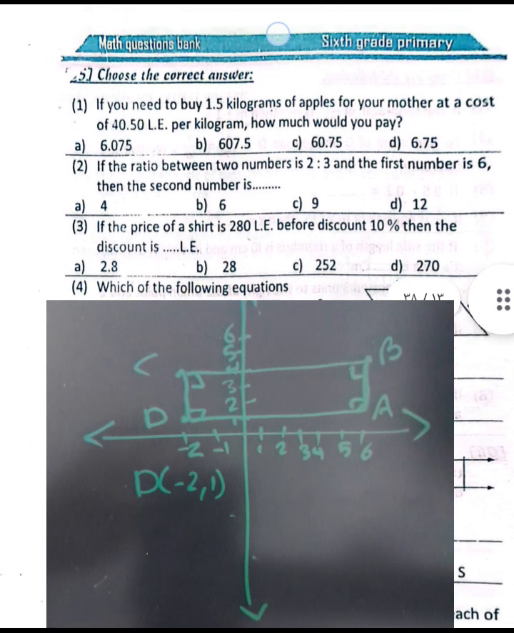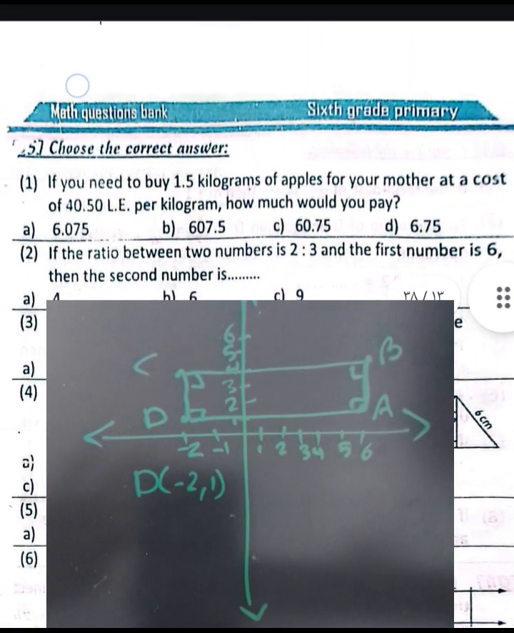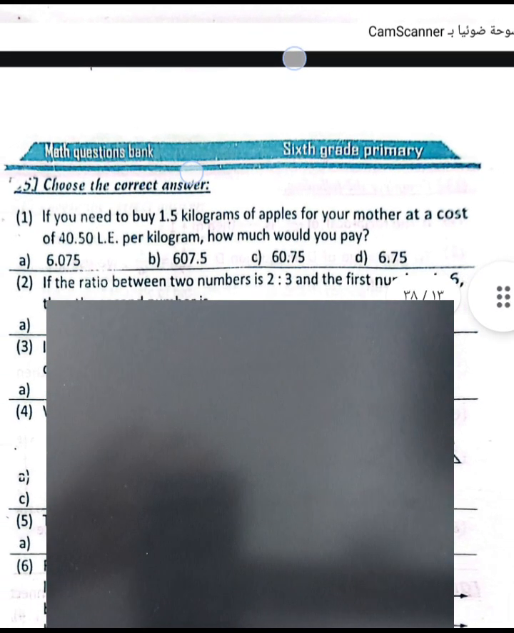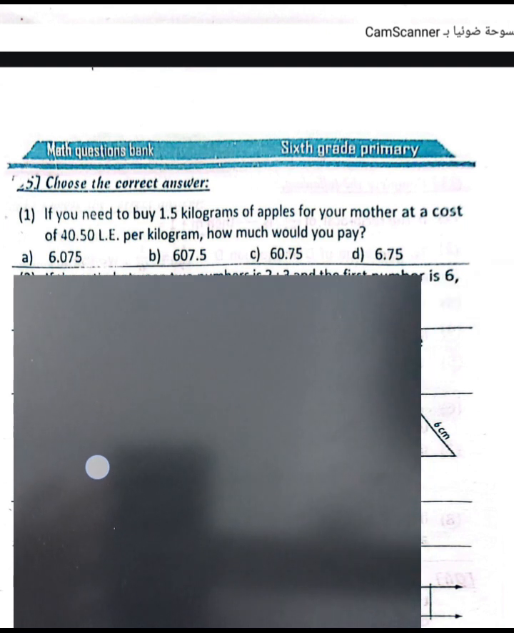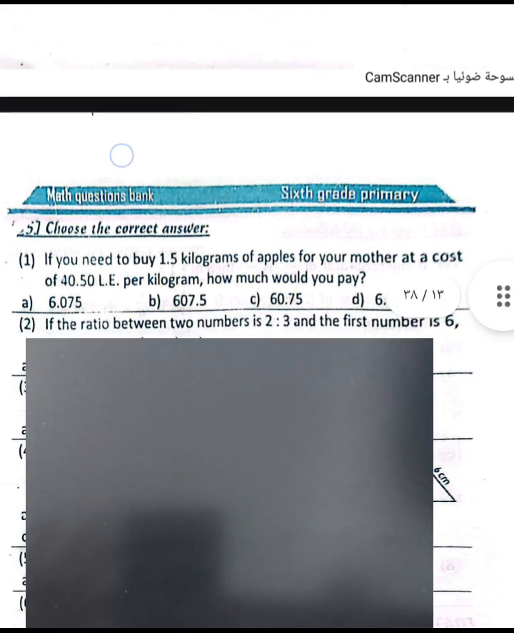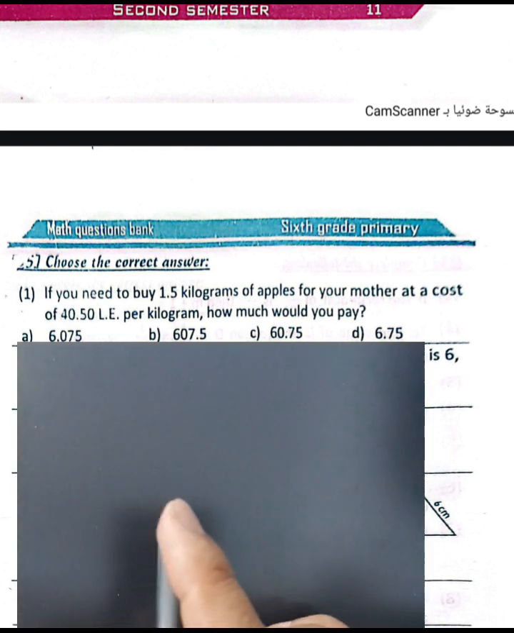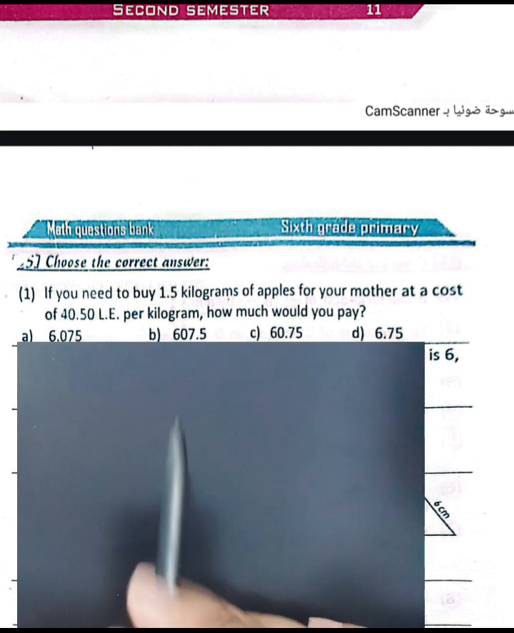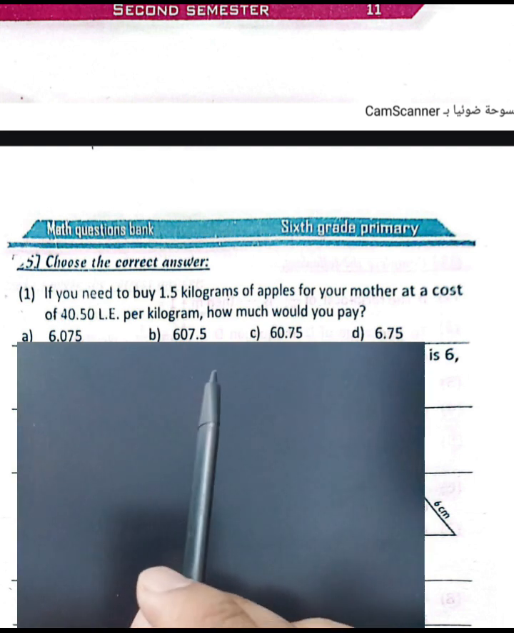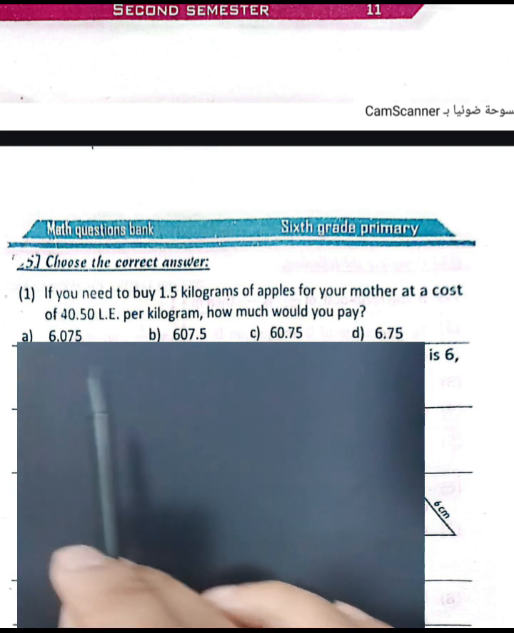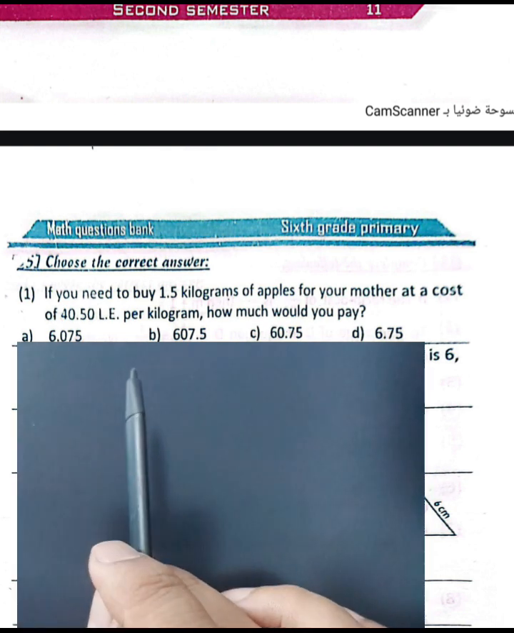Next, question number 3. If you need to buy 1.5 kilograms of apples for your mother at a cost of 40.5 Egyptian lira per kilogram, how much would you pay? Okay, we can find the total by multiplying the two numbers. He gives us the information, the price of each 1 kilogram. It will be 1.5 kilograms of apples at a cost of 40.5 Egyptian lira per kilogram.